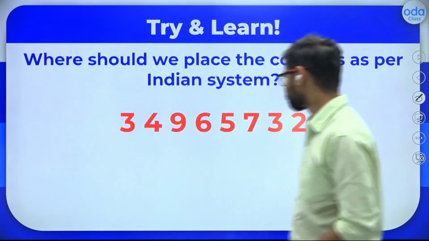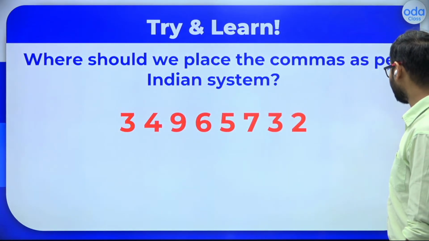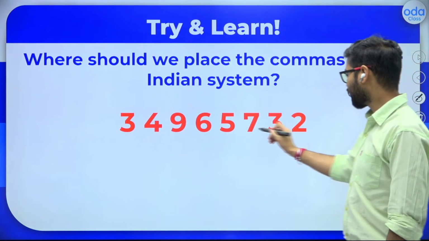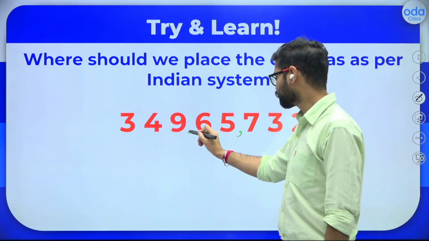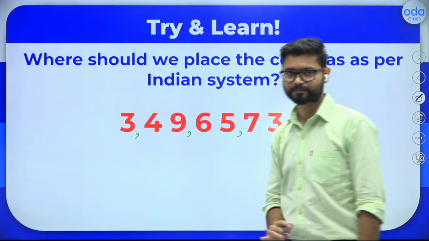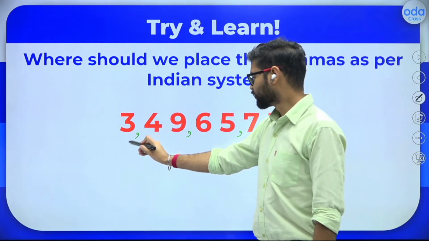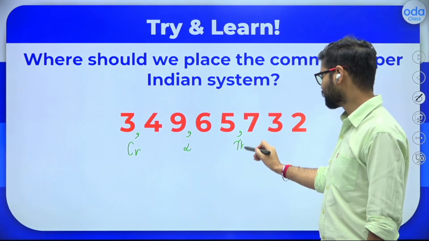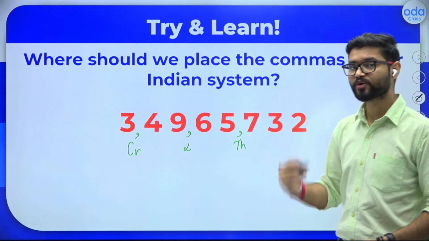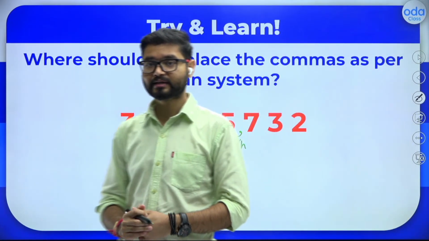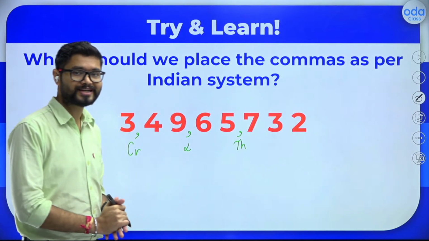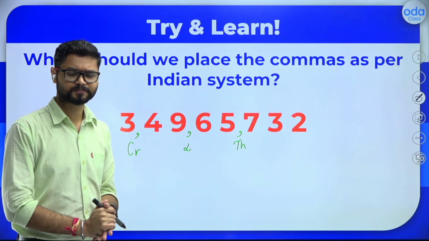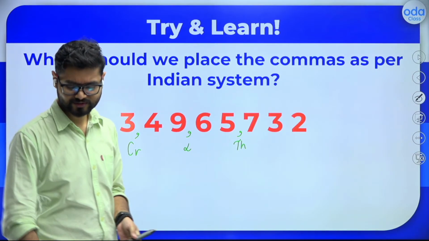Okay, let's try this question. Here we have a big number. Without the commas, it is difficult to understand. Let's place some commas. After three digits, put a comma. After two digits, put a comma. After two digits, put a comma. Now this number will become 3 crore 49 lakh 65,732. That is how easy it becomes to read, write, and represent a number. That is the basic need of having a system of numeration. Understood this part?